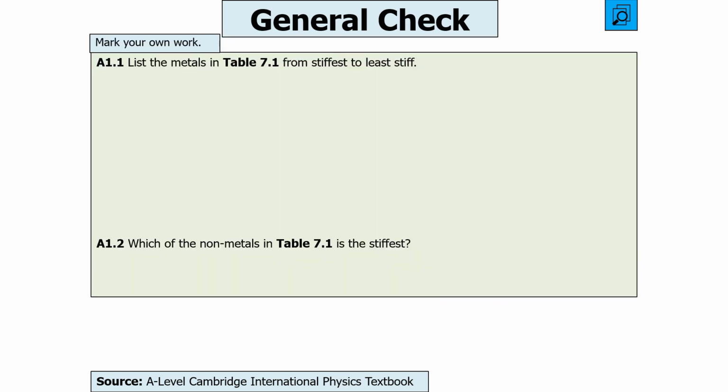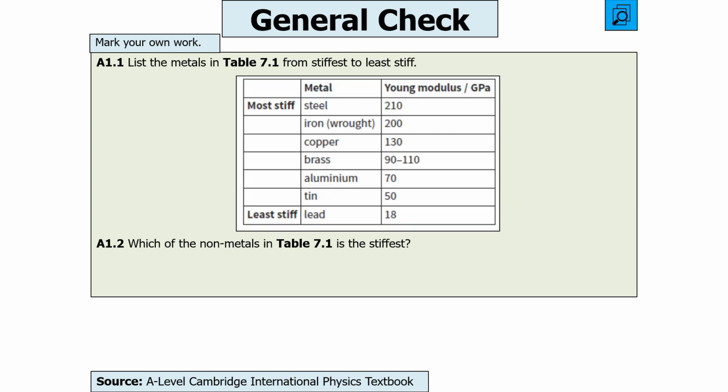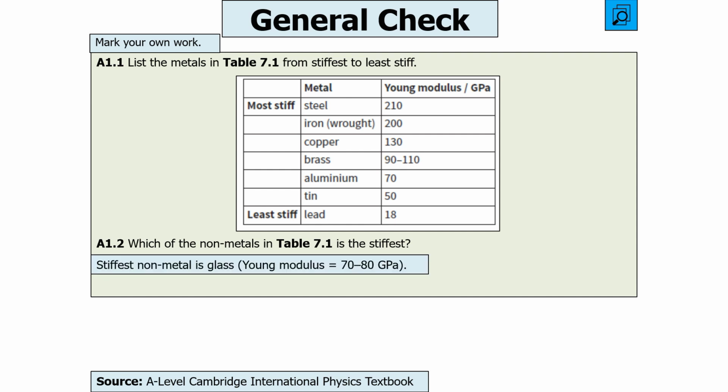Well, you should be aware that stiffness is pretty much linked to the Young modulus. So the most stiff objects are the ones with the highest Young modulus, and the least stiff objects are the ones with the lowest Young modulus. So this tells us that the stiffest non-metal in this example previously was glass, because it had the highest Young modulus for an object which was not a metal.